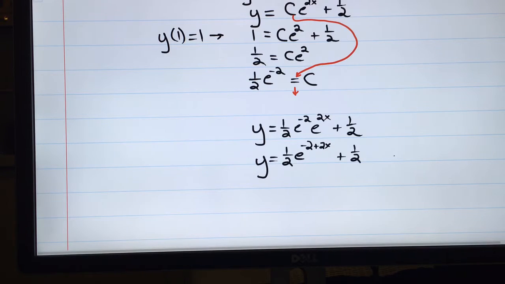So this is one way that we can display the result, or we could also say that y is equal to e to the negative 2 plus 2x, plus 1, all over 2.